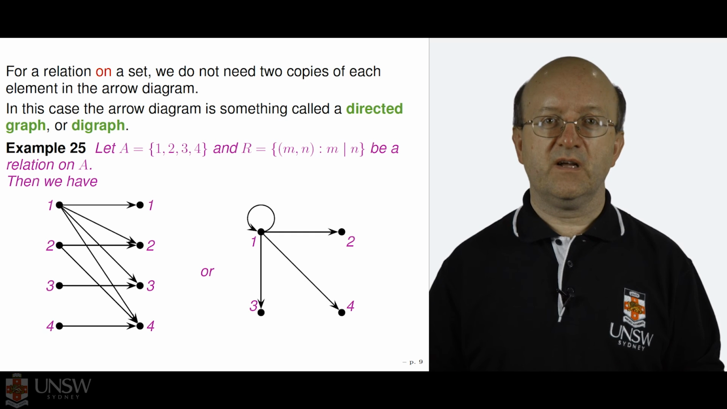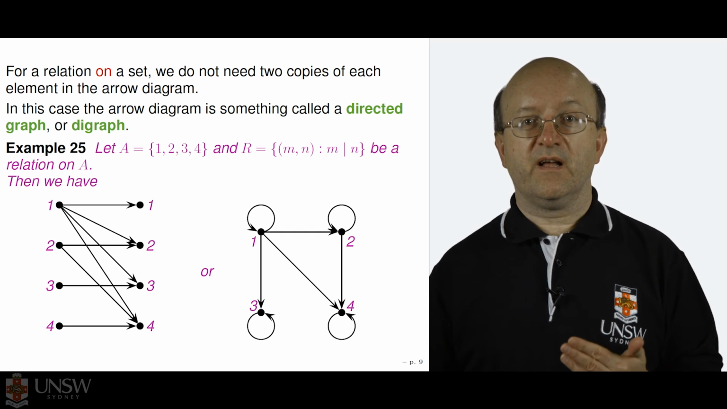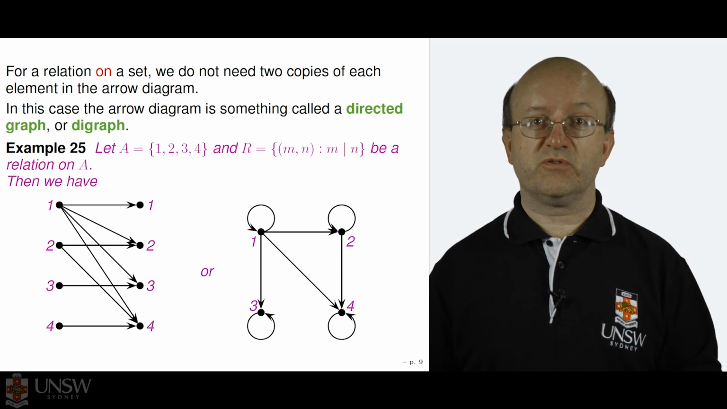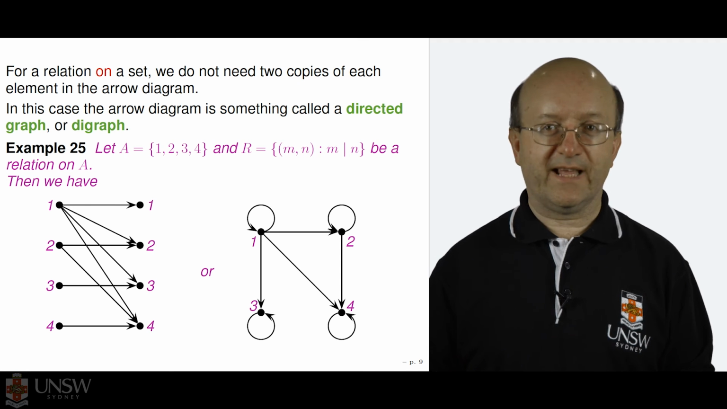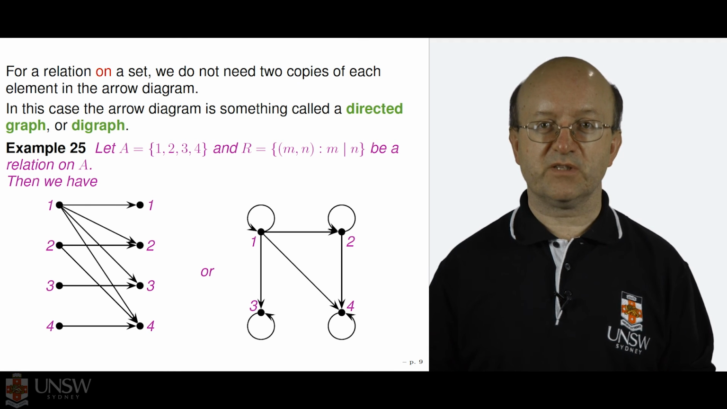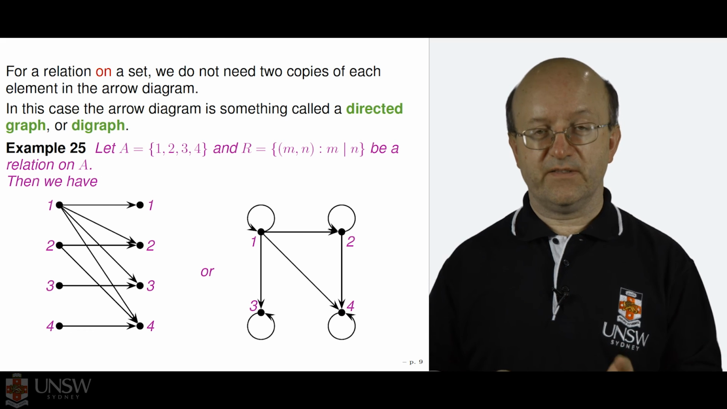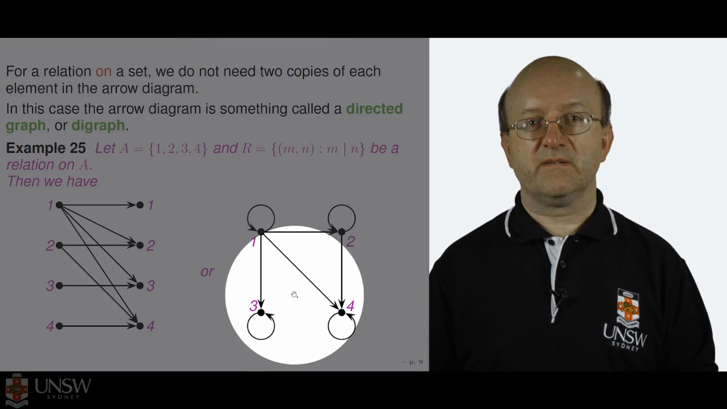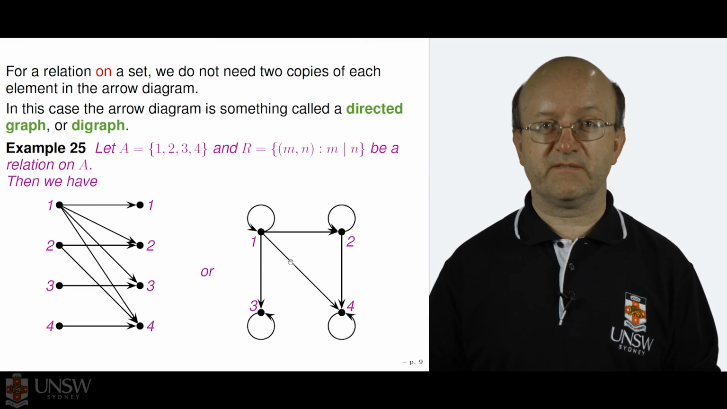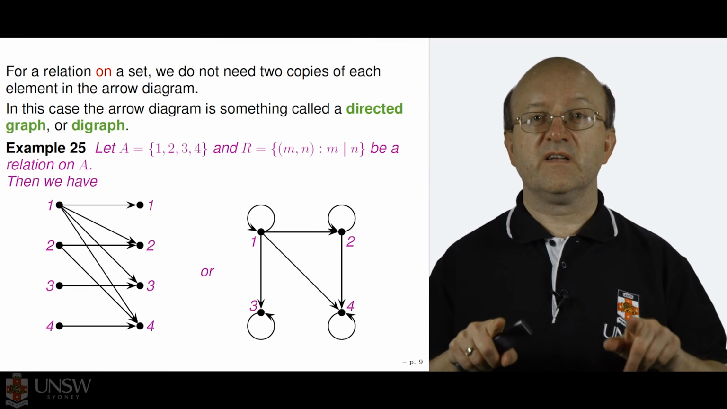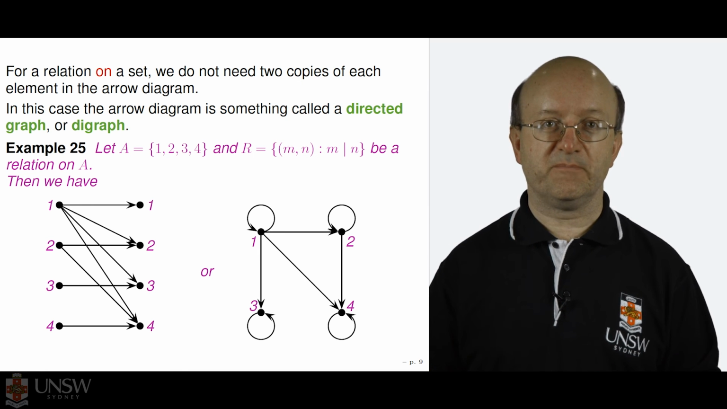What about 2? Well, we already saw that 2 divides itself, so that's going to put a loop at 2, and it also divides 4, so that's a link from 2 to 4. And as far as 3 or 4 is concerned, the only elements that they are related to are themselves, so that's why we get these loops at the vertices 3 and 4. And this diagram here on the right is an example of what we call a digraph or directed graph. It's a collection of vertices, dots, and lines joining them with arrows, with directions on them.